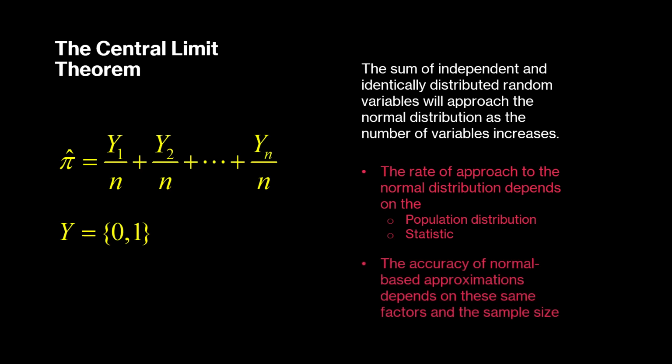The accuracy of normal-based approximations depends not only on these factors, but also on the sample size. It is important to keep this in mind so that you know that the fact that you are going to use a large sample approximation doesn't mean you should stop thinking about the underlying population distribution or which nonparametric methods you want to use. Those two factors and the number of observations you have are going to determine how good the approximation is.